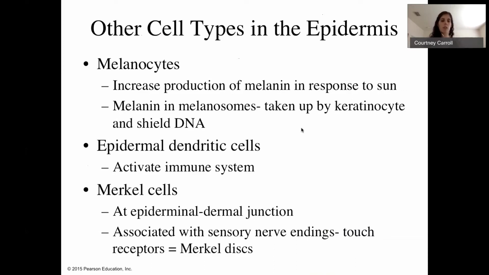And then you have Merkel cells, which occur at the junction between the epidermis and the dermis. And these are associated with our sensory nerve endings. So in the epidermis itself, you're not going to have any sensory receptors, which is why you can peel off the top layer of your skin and not feel anything. If you start to get pain, that's when you know you've hit the dermis.